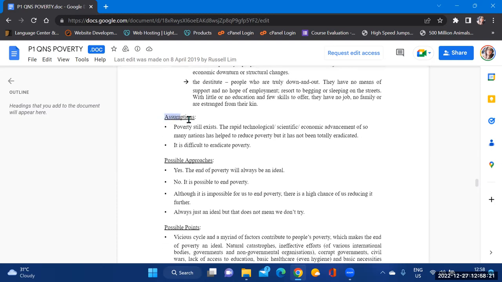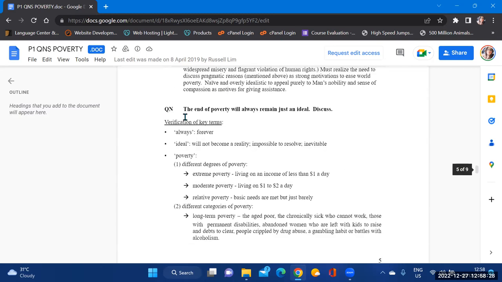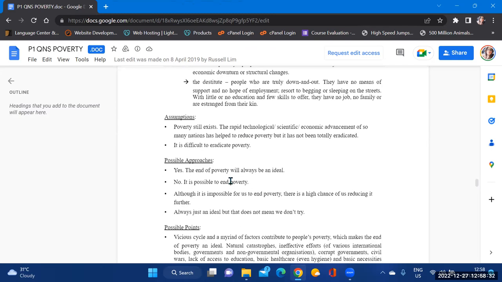The assumption that the student makes, based on the implication of the question, that the end of poverty will always remain just an ideal, discuss, is that poverty still exists. The rapid technological, scientific or economic advancement of so many nations has helped to reduce poverty, but it has not been totally eradicated. It is difficult to eradicate poverty.